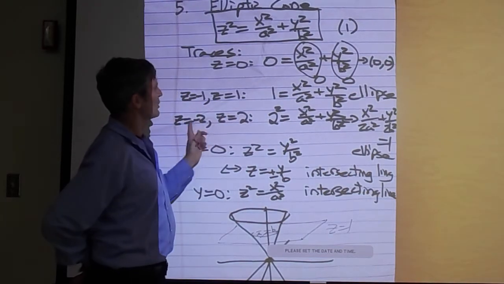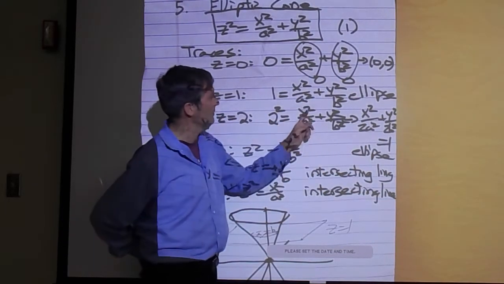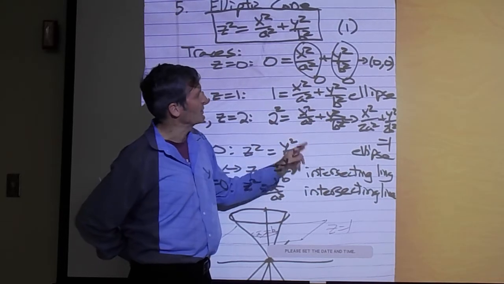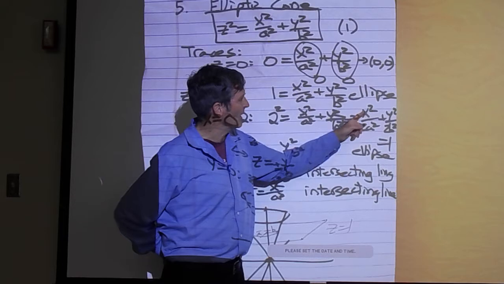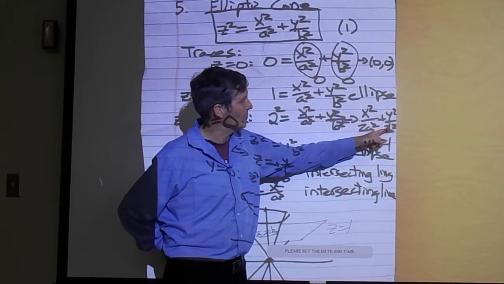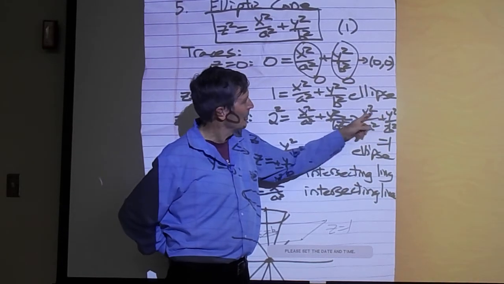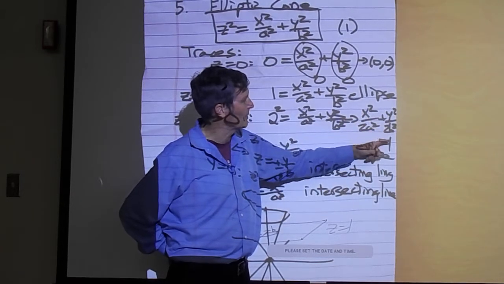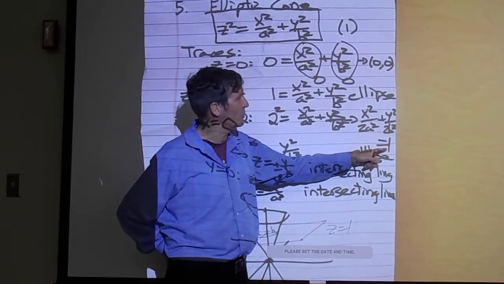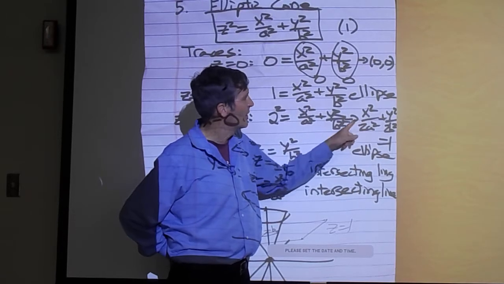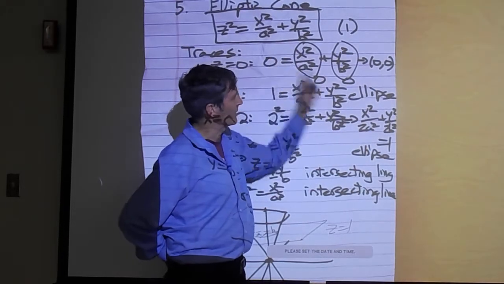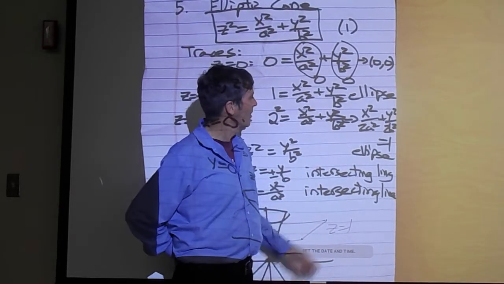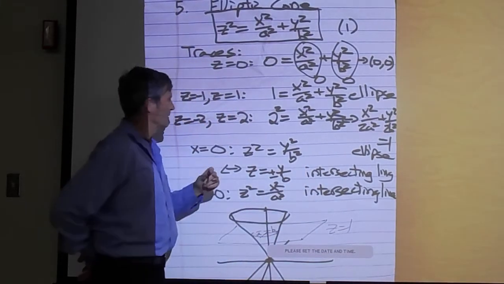You can try z equals plus or minus 2. Then you've got 2 squared equals x squared over a squared plus y squared over b squared. Divide by 2 squared, and you've got x squared over 2a squared plus y squared over 2b squared equals 1. Well, this is still x squared over a number squared plus y squared over a number squared equals 1. So it's an ellipse again, just with bigger semi-axes, 2a and 2b, whatever a and b were. So it's an ellipse 2 times as big when you go up to z equals plus or minus 2.